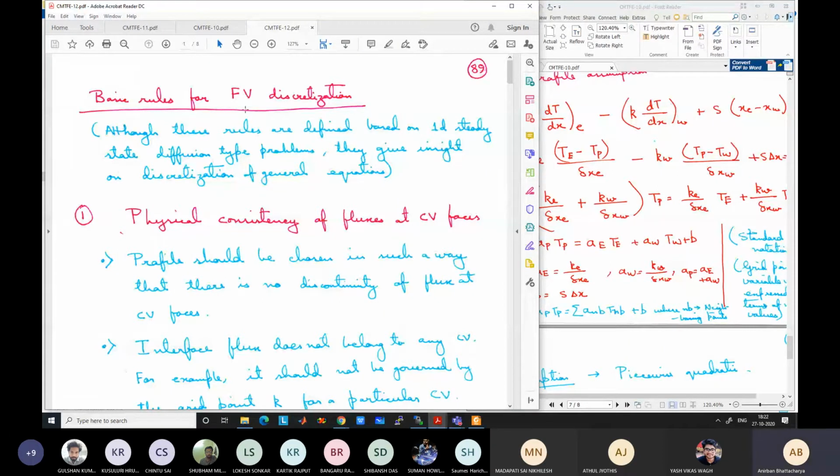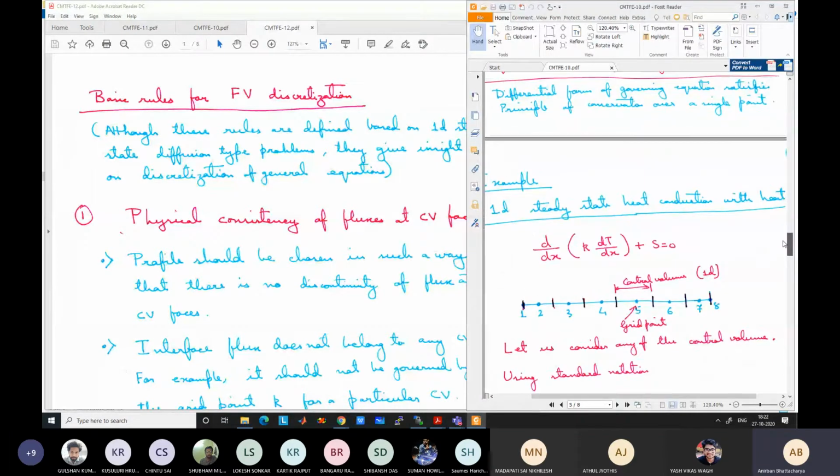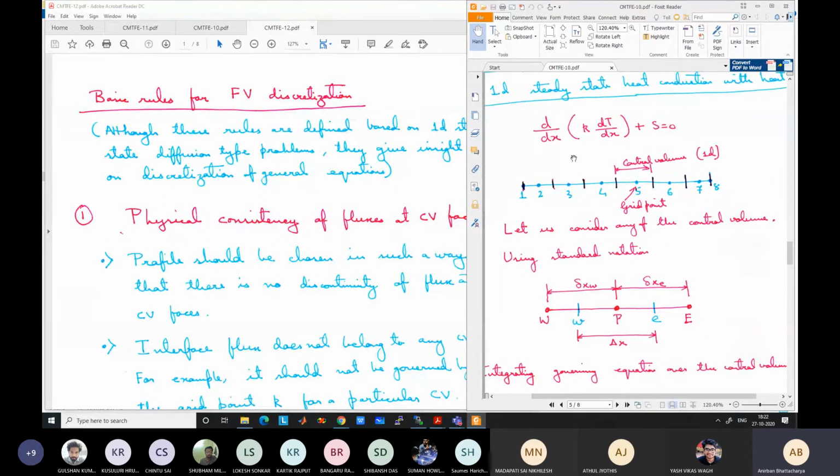So, these rules for finite volume discretization, till now what we have studied is the 1D steady state diffusion type problem. Okay, the equation was this type of equation: one diffusion term, second order, and one source term. Steady state, no unsteady term, no convection term, and this was our grid structure. Let us keep this grid structure open.